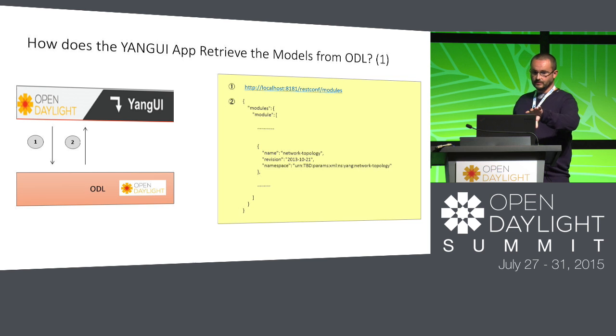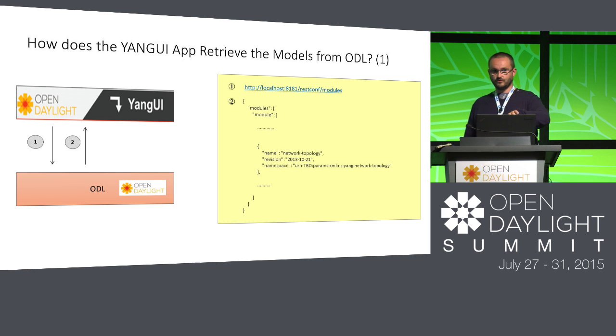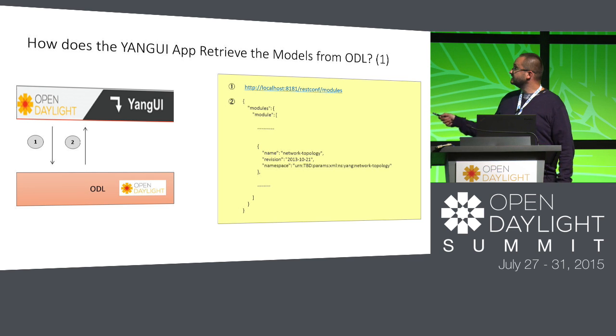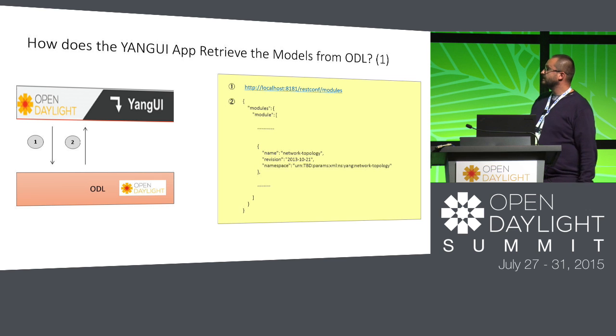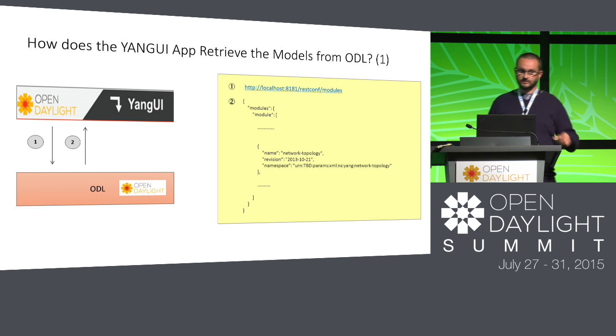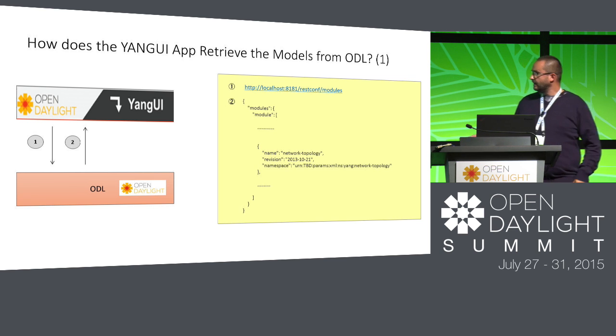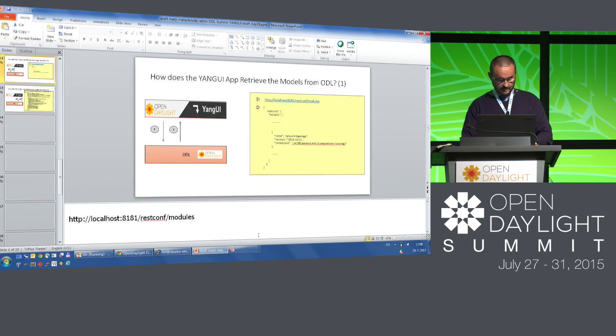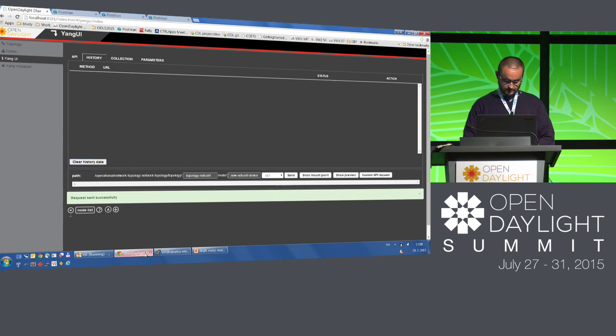This is the first request from the Yang UI application. When we start the Yang UI application, the first request to the controller is this one. I don't know if you see this. It's the RESTconf modules. We get the data from there, and I have it right here in the Postman.